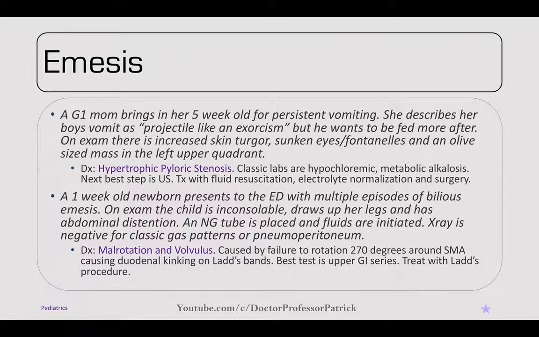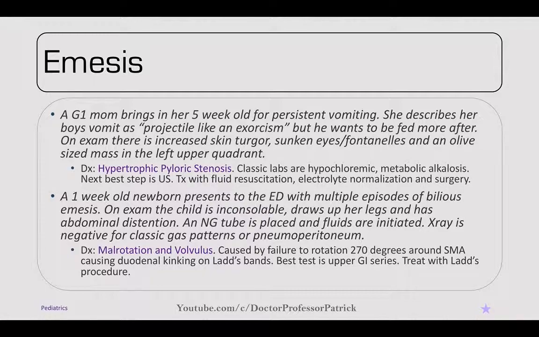silver nitrate. Moving into emesis, we've got a G1 mom who brings in her 5-week-old for persistent vomiting. She describes her boy's vomit as projectile, like an exorcism, but he wants to be fed after. On exam, there's increased skin turgor, sunken eyes and fontanelles, and an olive-sized mass in the left upper quadrant.